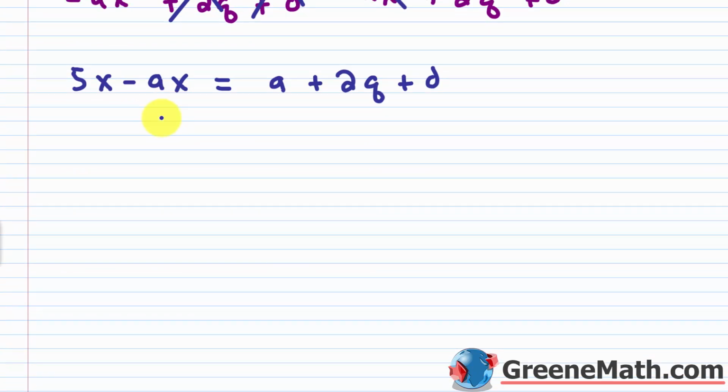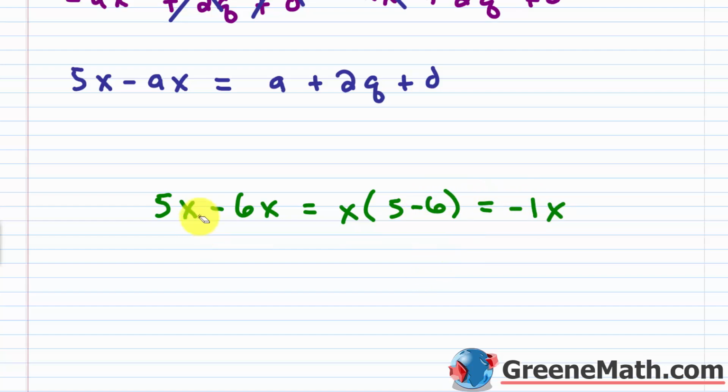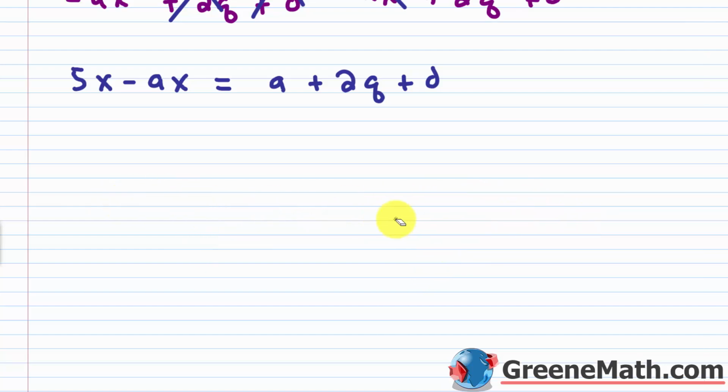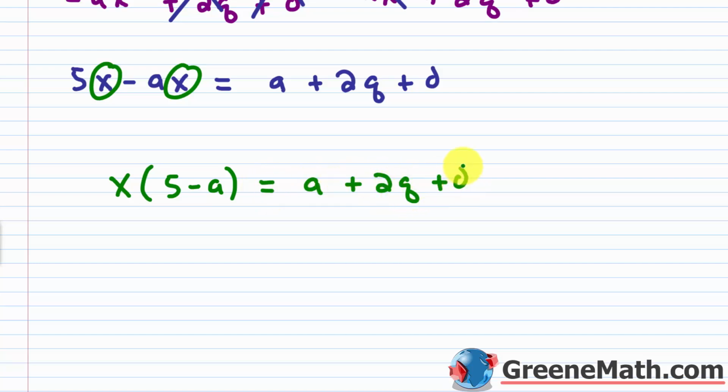Well, again, I think about the process I used to combine like terms. If I have 5x minus, let's say, 6x, well, I can factor out the x there, and inside the parentheses, I would have 5 minus 6. We know 5 minus 6 is negative 1, so this is negative 1x. Well, here I can basically, again, do the same thing. I can factor out the x because it's common to each. So I can have x times the quantity 5 minus a. This is equal to a plus 2q plus d.